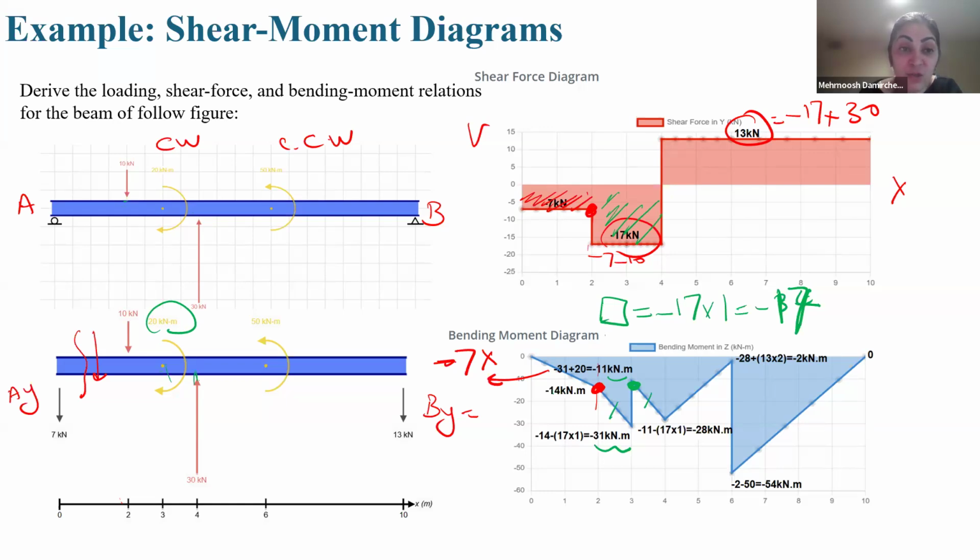When we reach this point, the slope of line changes because the slope of line here is 13. 13 up to where? Up to we reach to concentrated moment. So 13 from here to here, how much? Should be 2. Should be 2 means minus 28 plus 13 times 2 or 26, we reach to minus 2. It is this point. I'm talking about this one. Because of minus 50 drop, minus 2, minus 50, we reach to minus 52 kilonewton. And finally, we reach to here as 0.